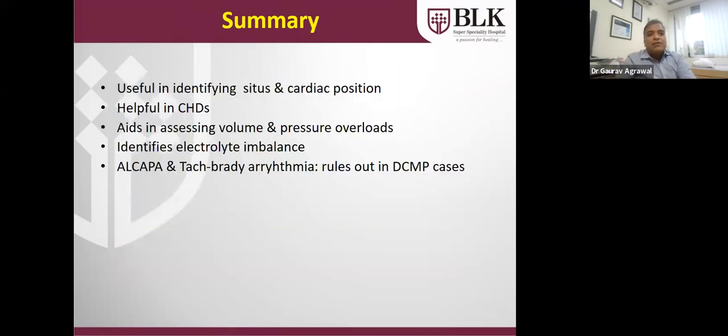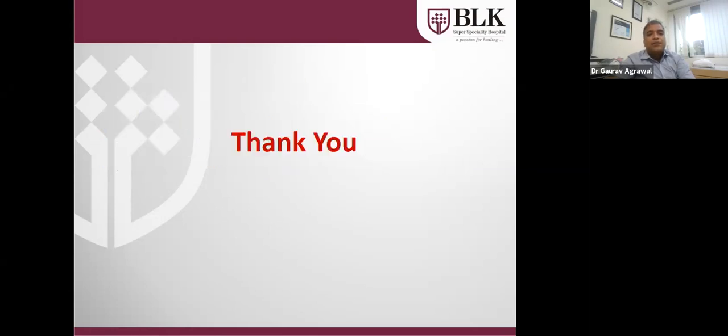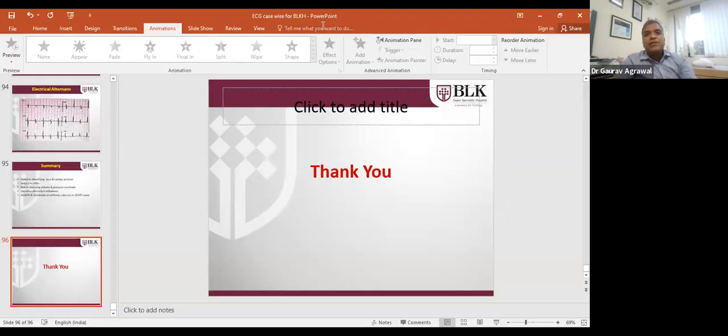To summarize, the ECG is useful in identifying situs and cardiac positions, as we saw in situs solitus dextrocardia and vice versa. It is helpful in identifying various types of congenital heart diseases. It aids in assessing volume and pressure overloads. It identifies various types of electrolyte imbalances. Also helps in identifying coronary abnormalities and tachyarrhythmias. Thank you very much. If there are any questions, please let me know.